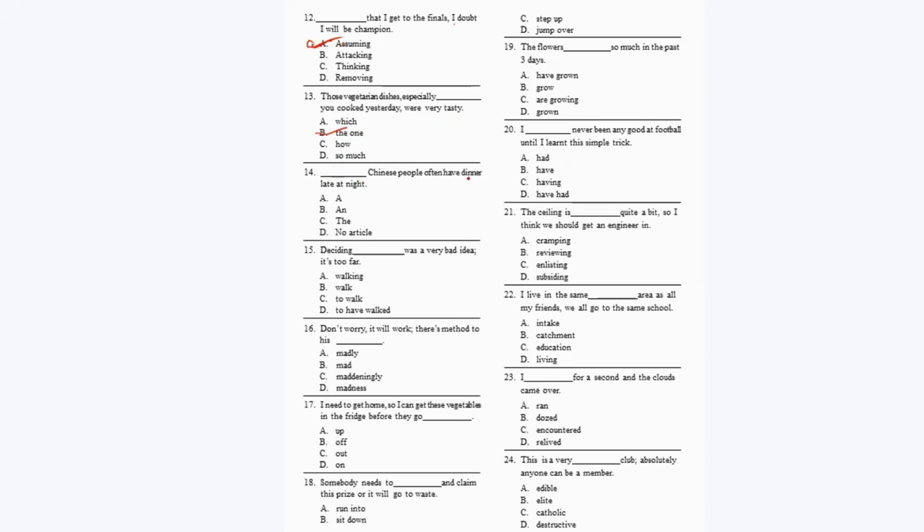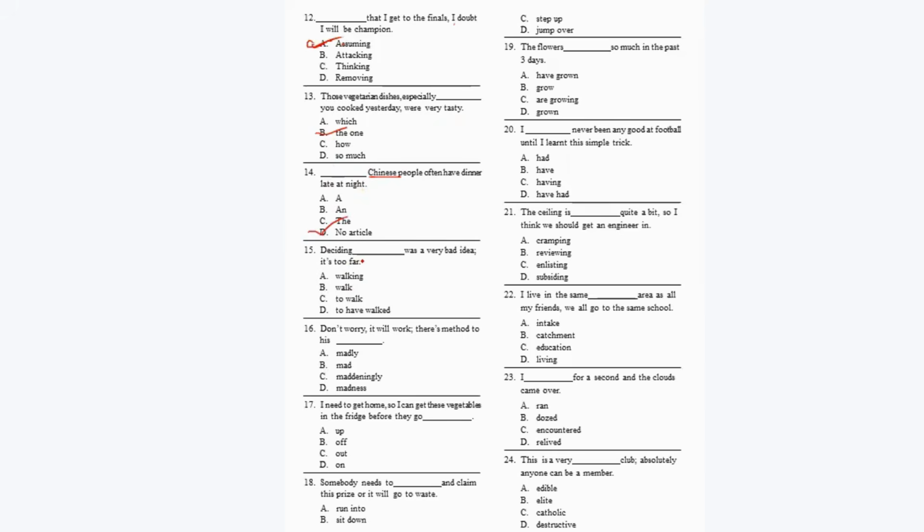Dash Chinese people often have dinner late at night. So here Chinese is indicating a nationality. Here we don't require any article, because before a nationality you don't require any article. So here the correct answer is no article.